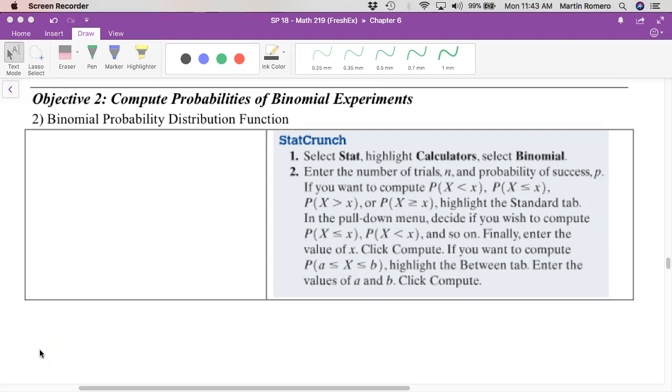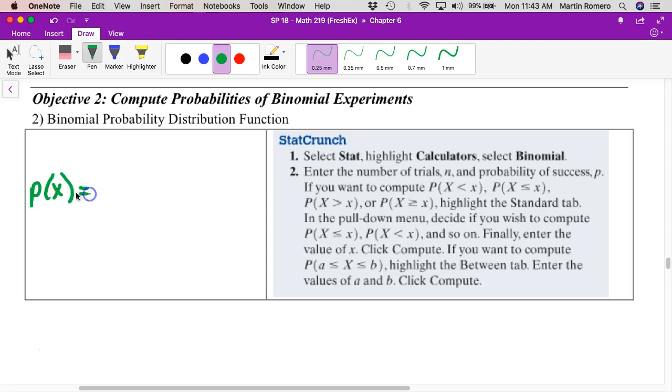This is part 2 of the chapter 6.2 lecture. In this section we're going to compute probabilities of binomial experiments. We said probability distributions can be represented with a table, a graph, or a formula, and binomial situations are going to be represented with a formula. Here is the formula. I'll have you write it down.